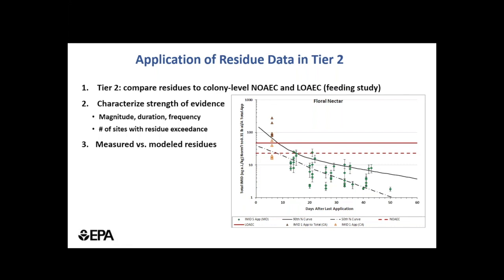And where these curves can come into particularly useful manner is for estimating how long you might need before bloom in order for the residues to drop below, say, a colony level risk. So at the 90th percentile, for example, it looks to be about 16 days before bloom that you would estimate before the residues would drop below a colony level risk.